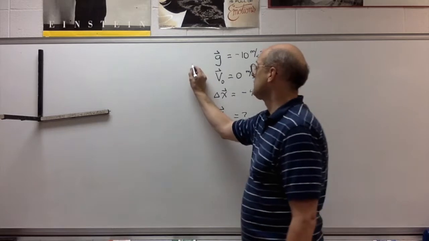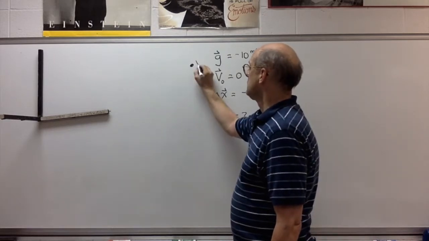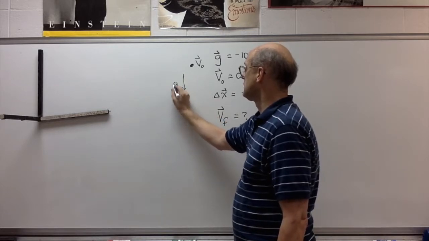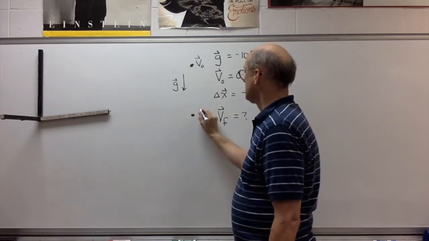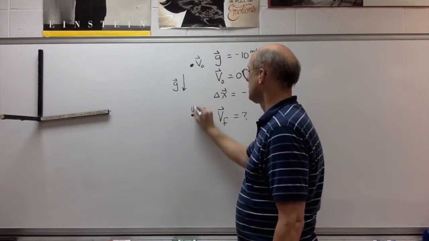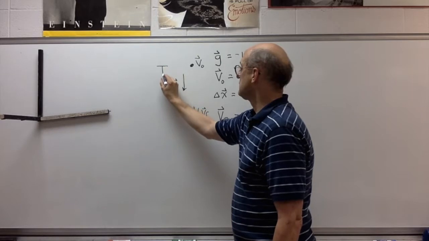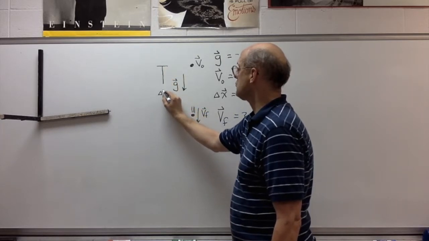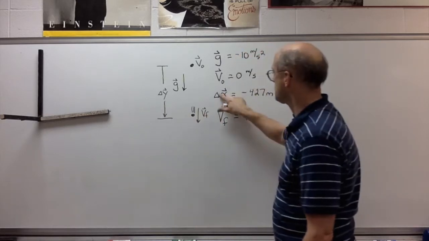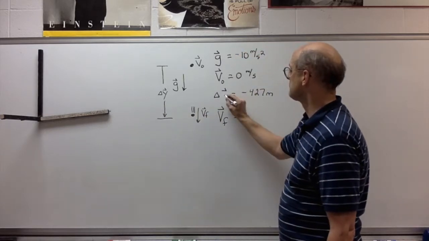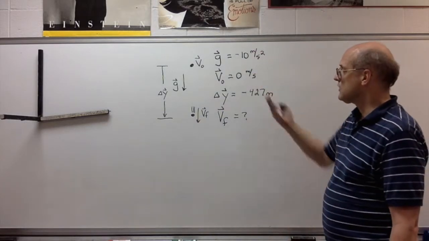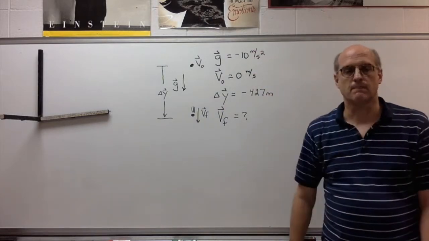Okay, so a diagram: v0, acceleration, vf, and displacement down. Now I'm going to use delta y instead of delta x since it's vertical. I'm going to change this. Okay. So I know g, v0, delta y, and I'm looking for the final velocity.